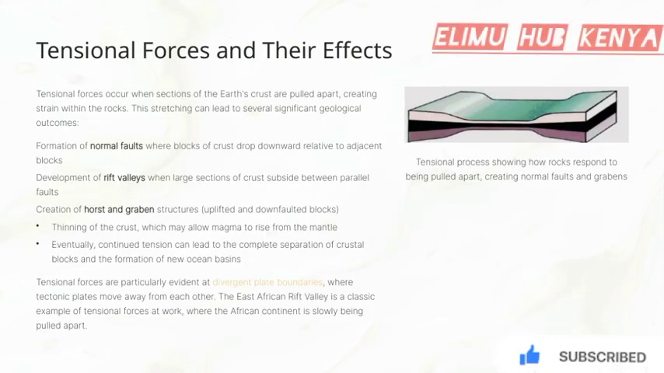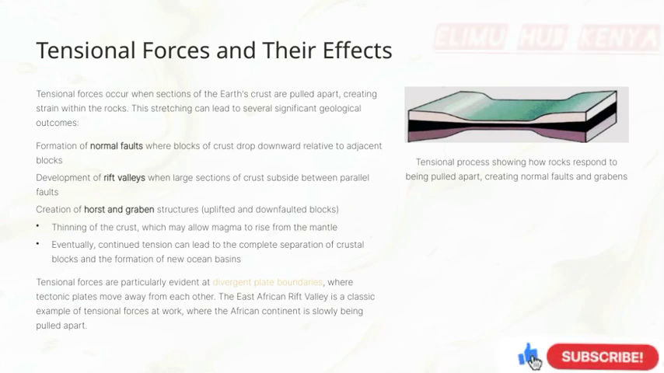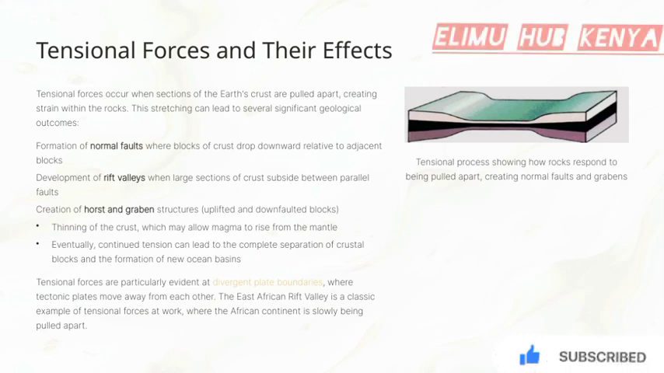Tensional forces happen when parts of the Earth's crust are pulled apart, causing the rocks to stretch. This stretching creates a lot of interesting geological features. For example, we see the formation of normal faults, where blocks of crust drop downward relative to their neighbors. This process can also lead to the development of rift valleys, which form when large sections of crust sink between parallel faults. Another feature we often observe is horst and graben structures. These are blocks of crust that are uplifted or downfaulted, creating a sort of blocky landscape.